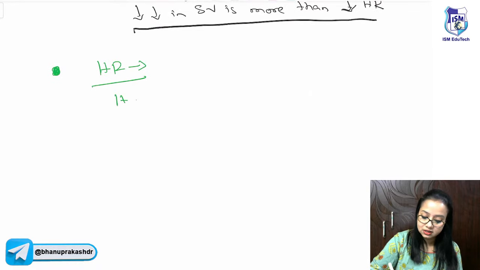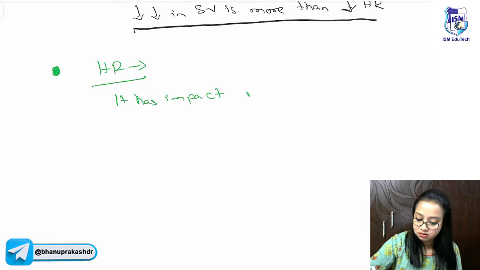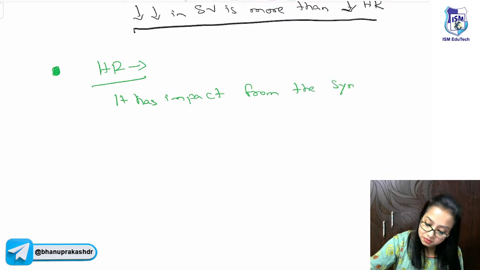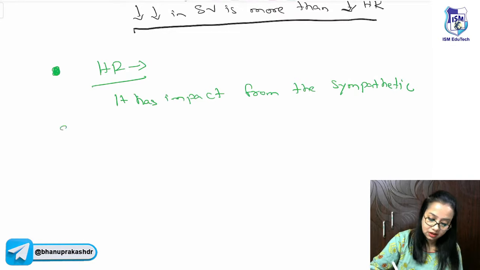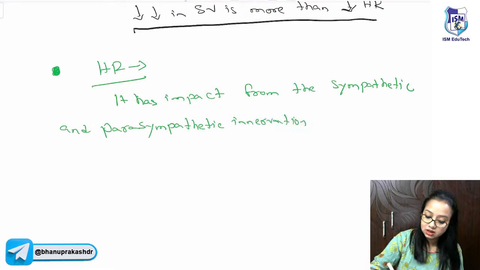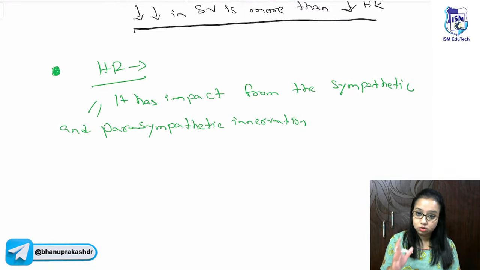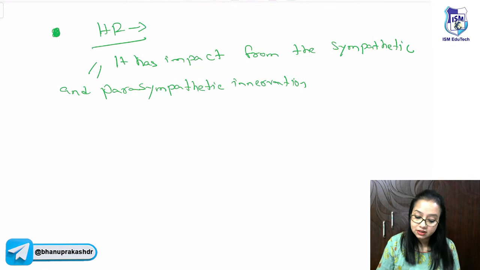So, heart rate has impact from the sympathetic and parasympathetic innervations. Now, when we study the innervation to the heart, what did we study? To the SA node, there are branches of the sympathetic nerve and the parasympathetic nerve both, right? So, the sympathetic nerve and parasympathetic nerve both have an effect on the impulse generating SA node, or the pacemaker of the heart. These are the direct effects. Other than that, we will study later.